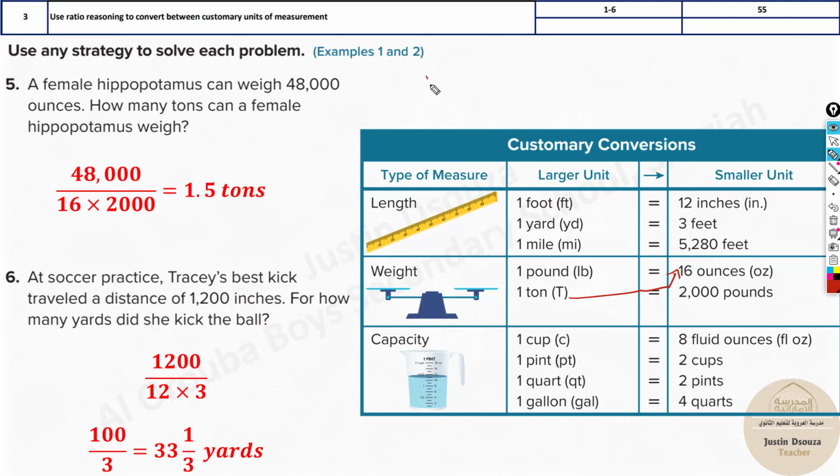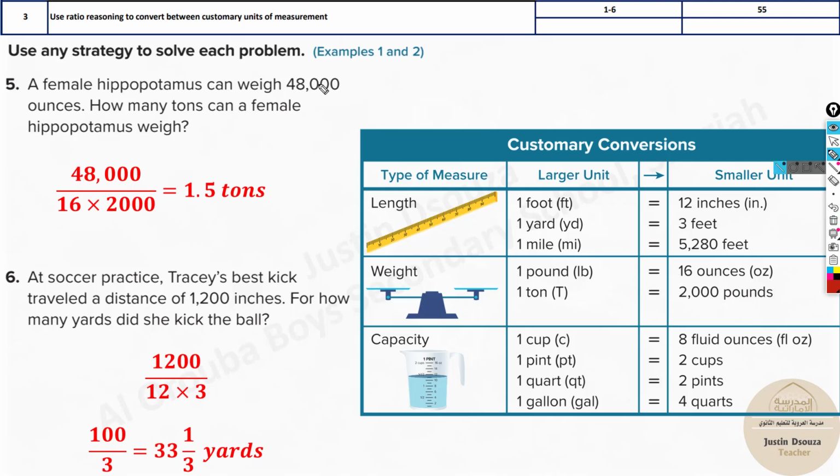Let's do this one only. 1.5 tons to ounces. How do you do it? You need to first multiply by 2000, then multiply by 16. It'll be the same answer. 1.5 times 2000, I know it is 3000. Multiplied by 16. 16 times 3 is 48. So it will be 48,000. The answer is the same. This is not asked, but I'm just telling you.